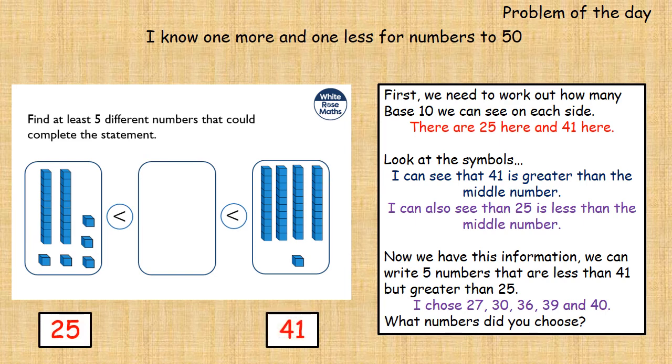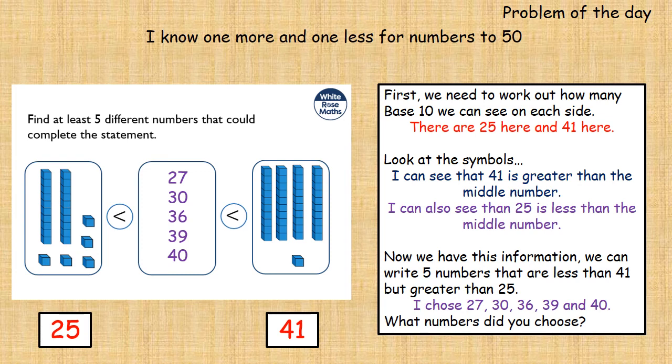Look at the symbols. I can see that 41 is greater than the number in the middle. I can also see that 25 is less than the number in the middle. Now we have this information, we can write 5 numbers that are less than 41 but greater than 25. I chose the numbers 27, 30, 36, 39 and 40. What numbers did you choose?